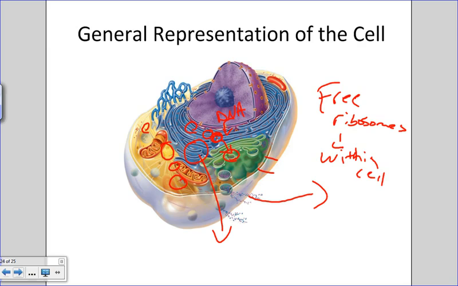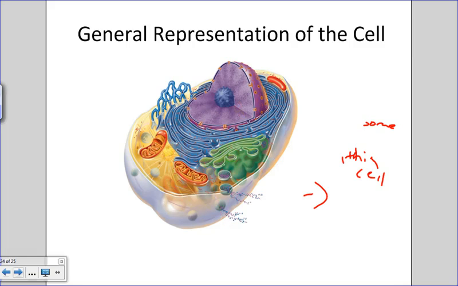So next, let's talk a little bit about the mitochondria. Now the mitochondria are very important because that's where, as I mentioned before, the energy comes from to drive all of this activity within the cell.